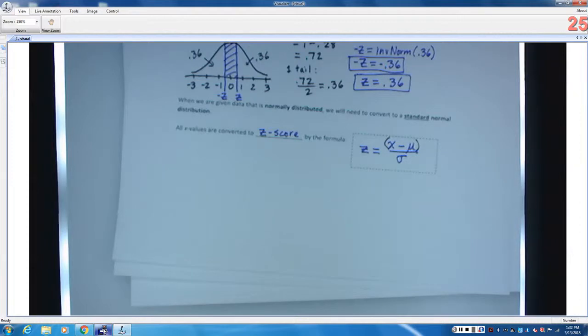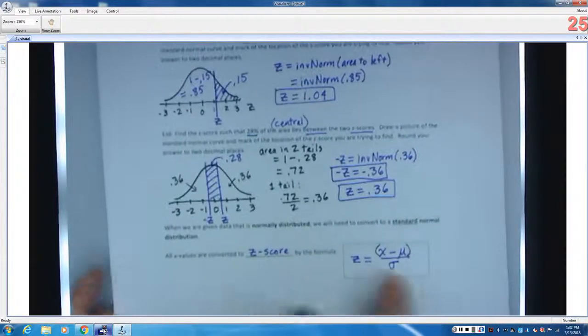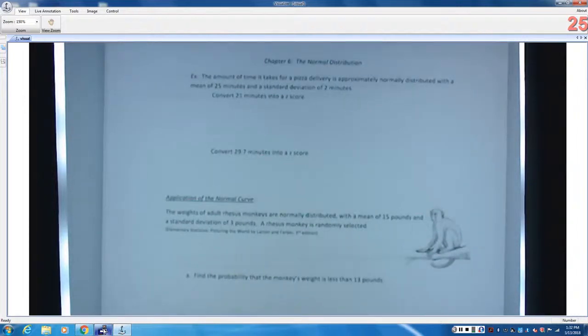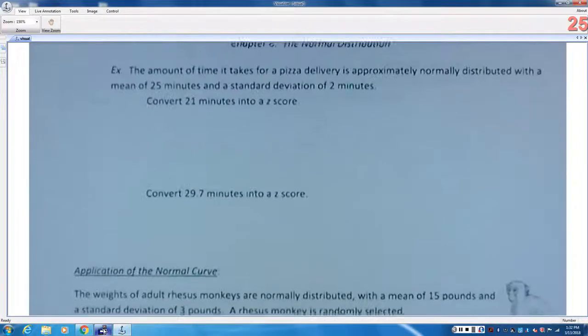That makes sense. So anyway, the z-score is a skill you'll need to be able to do, but I do give you the shortcut. But here's how to convert. Okay, we're going to convert.